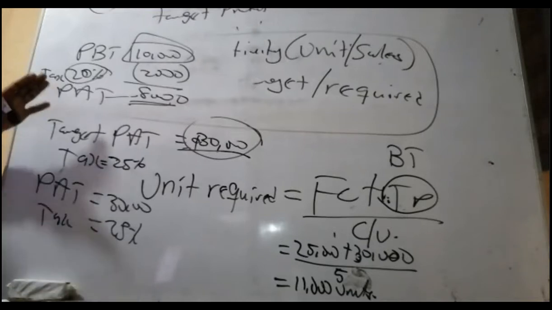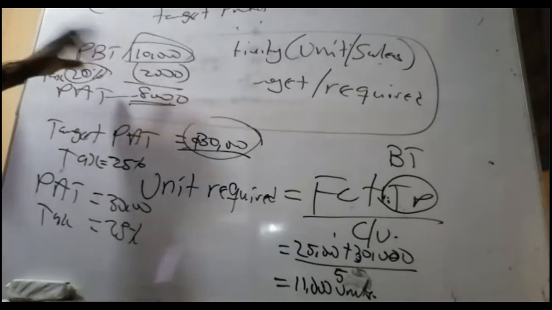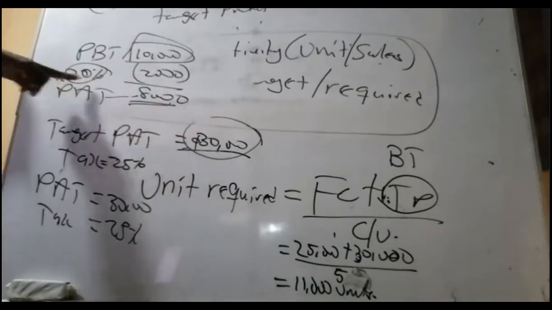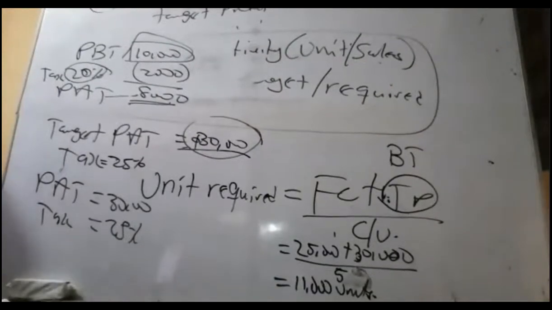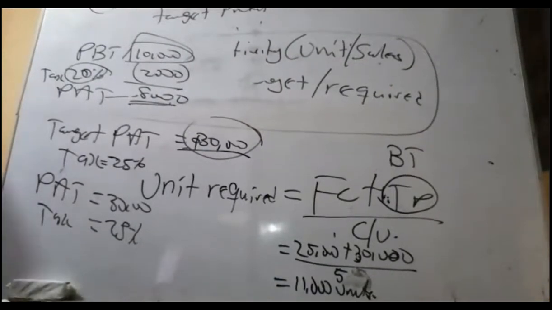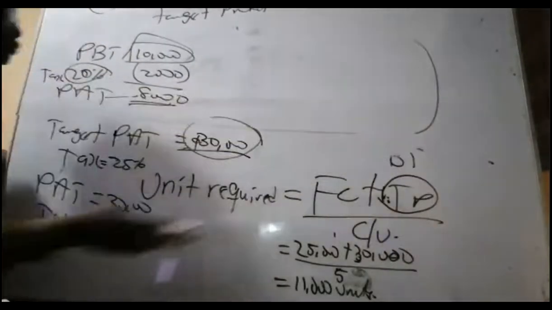So now, find any way to get this 10,000 with the help of this 8,000 and this 20%. Use any ways, any means to get this 10,000 back. Now it's like this. I'll give a long approach and a short approach.